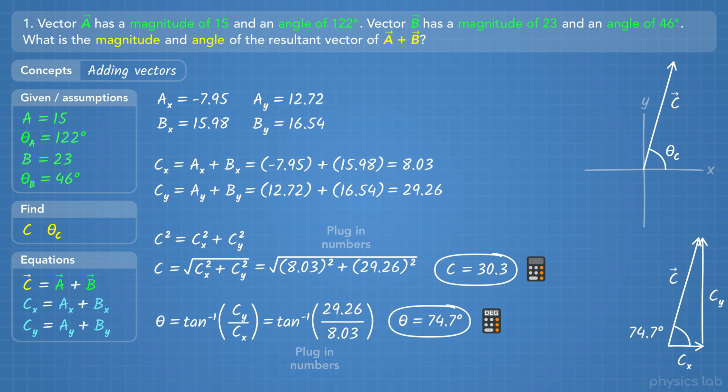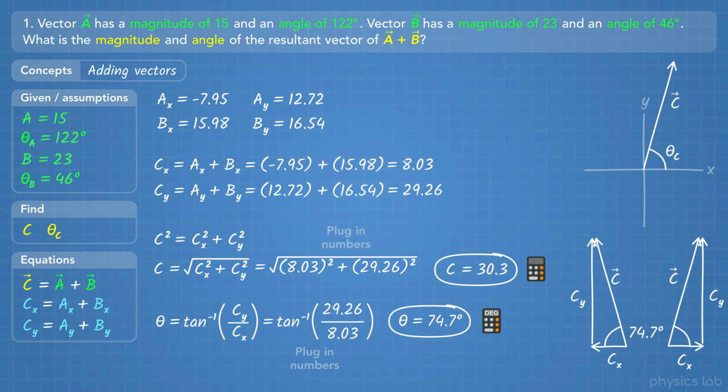But if the problem is asking us for a single value for the angle of vector c, we probably want to find its angle counterclockwise from the positive x-axis. So is that this angle or a different one? If we drew the vectors accurately, we would see the vector points in the positive x and positive y directions. But we don't need the picture to tell us that because cx and cy are both positive. So if this is the direction of vector c, then 74.7 degrees is the angle relative to the positive x-axis.